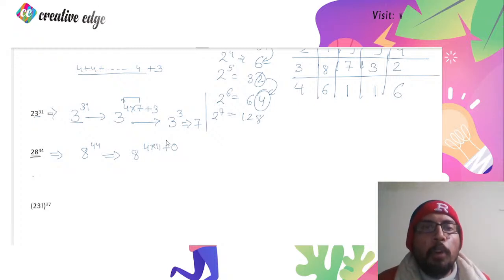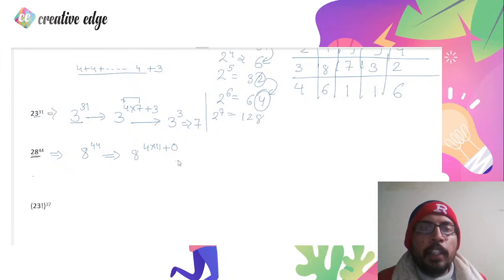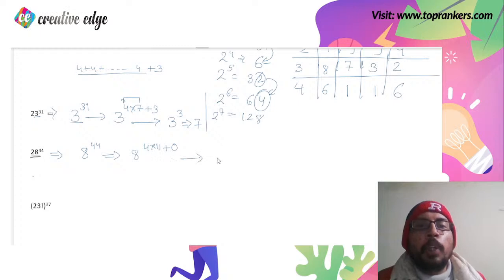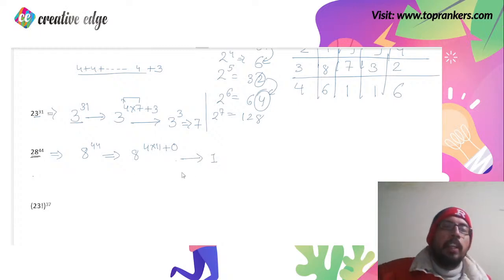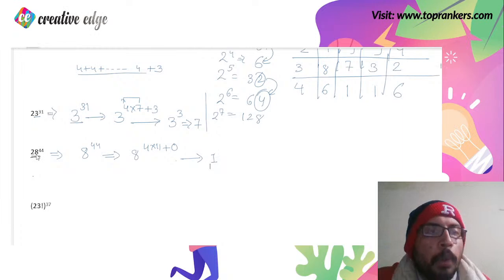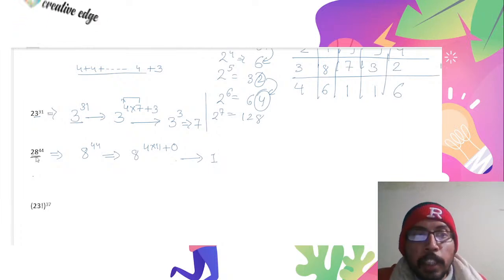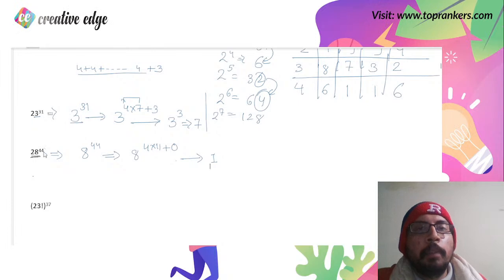Now some of you might be thinking that 8 to the power 0 is going to be 1. But think again: if I do 28 to the power 44, 28 is an even number, and an even number has some power. So will I be getting 1, which is an odd number, at the unit place? Obviously no. So what went wrong here? The thing that we have done wrong here is 4 into 11 plus 0. So we should not be writing 8 to the power 0 here.